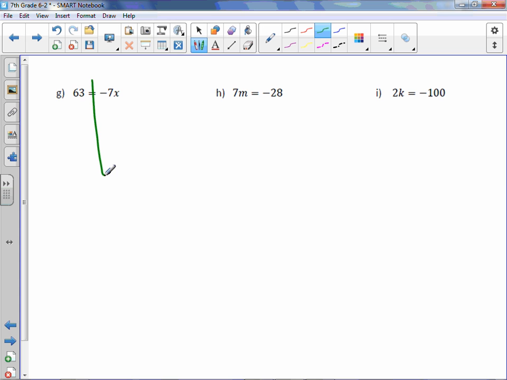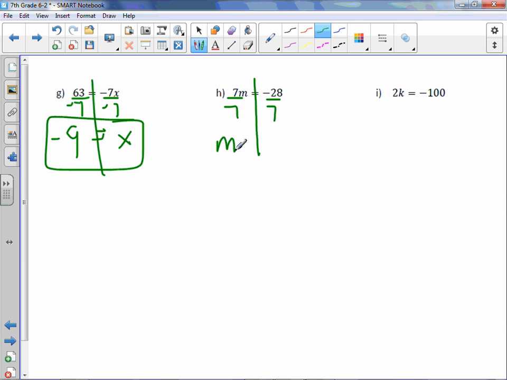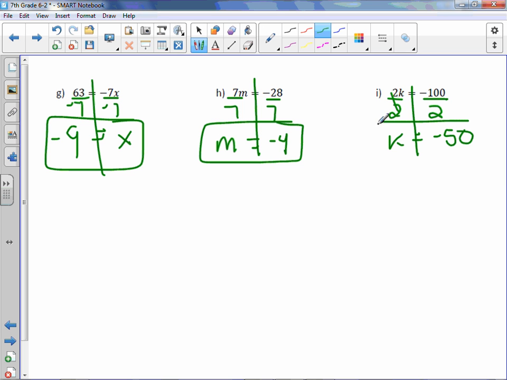Letter G. 63 equals negative 7x. Divide both sides by negative 7, and you get negative 9 equals x. Letter H. 7m equals negative 28. Divide both sides by 7, you get m equals negative 4. Letter I. 2k equals negative 100. Divide both sides by 2, and you get k equals negative 50.